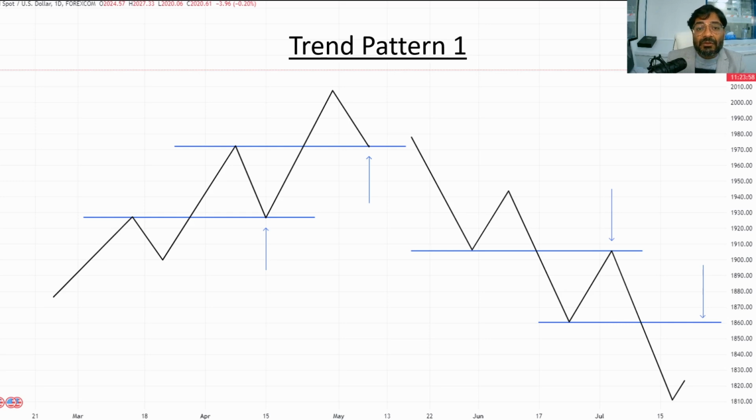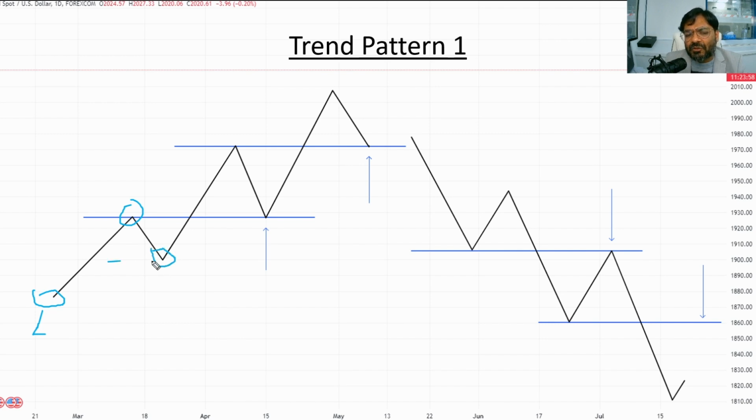All right, so let's have a look at trend pattern one. The first pattern that we have is pretty easy to understand. We are looking at this bullish trend here. Market came up from extreme down. This is the lowest point it had. Okay, it created a lower high. After creating a lower high, it went and made a higher low.